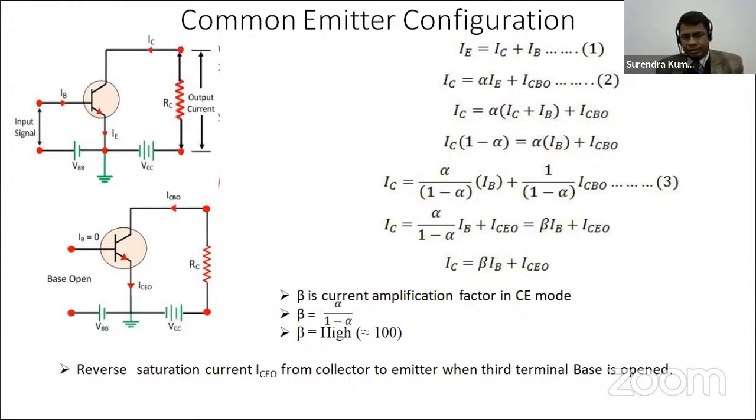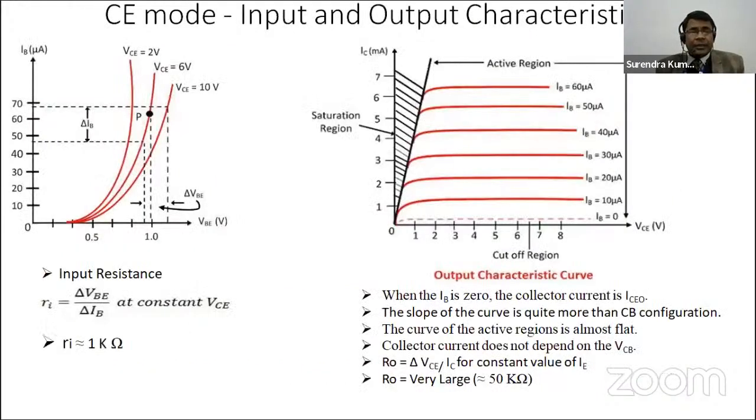So the range, you can say it will be around 100, it's quite large. Reverse saturation current ICO from collector to emitter when the third terminal, base, is open. So it was the current relationship between different terminals, IB, IE, IC. It is a little bit different, in which we have expressed our collector current in terms of base current and leakage current ICO.